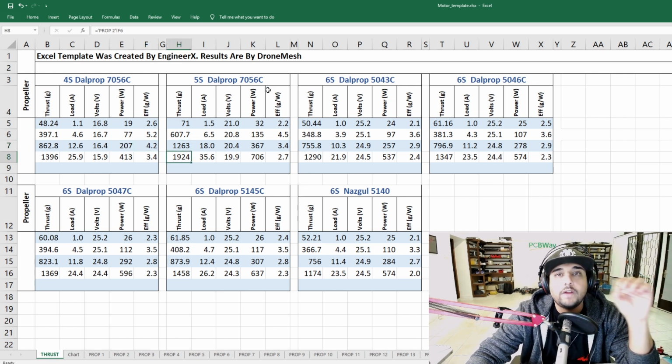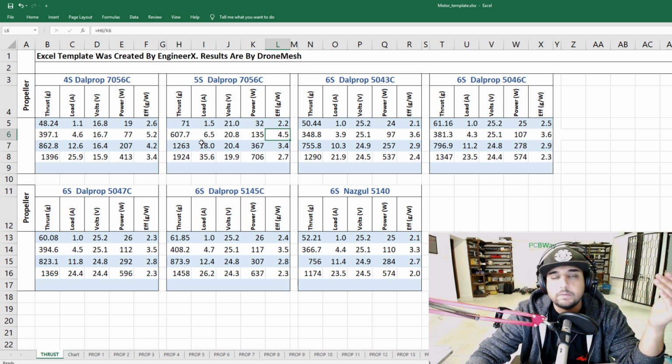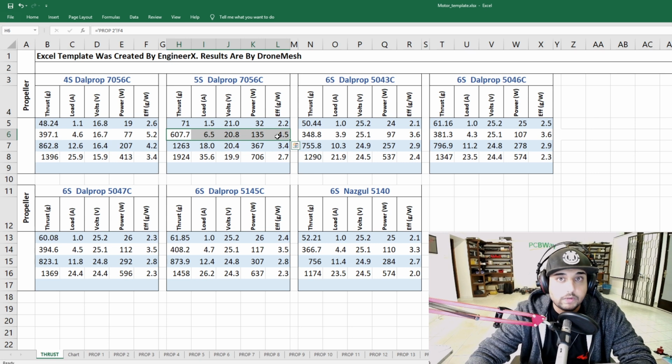And here what we have is the 5S Dalprop 7056. Two kilograms. That's insane. This is, I think, where in reality would be the most efficient here. Because most of the time, where are you flying? Between 40 and 70% throttle. That's if you're cruising, not doing tricks and stuff. And here it seems to be slightly more efficient, because at 50% throttle, we're getting 600 grams of thrust. And that's pretty good, because here at 50% throttle on a 4S, we were only getting 400. So I think this would be a bit more logical and a bit more efficient in reality. But it's very hard to tell right now. You'd have to calculate and actually go try this out in the field.